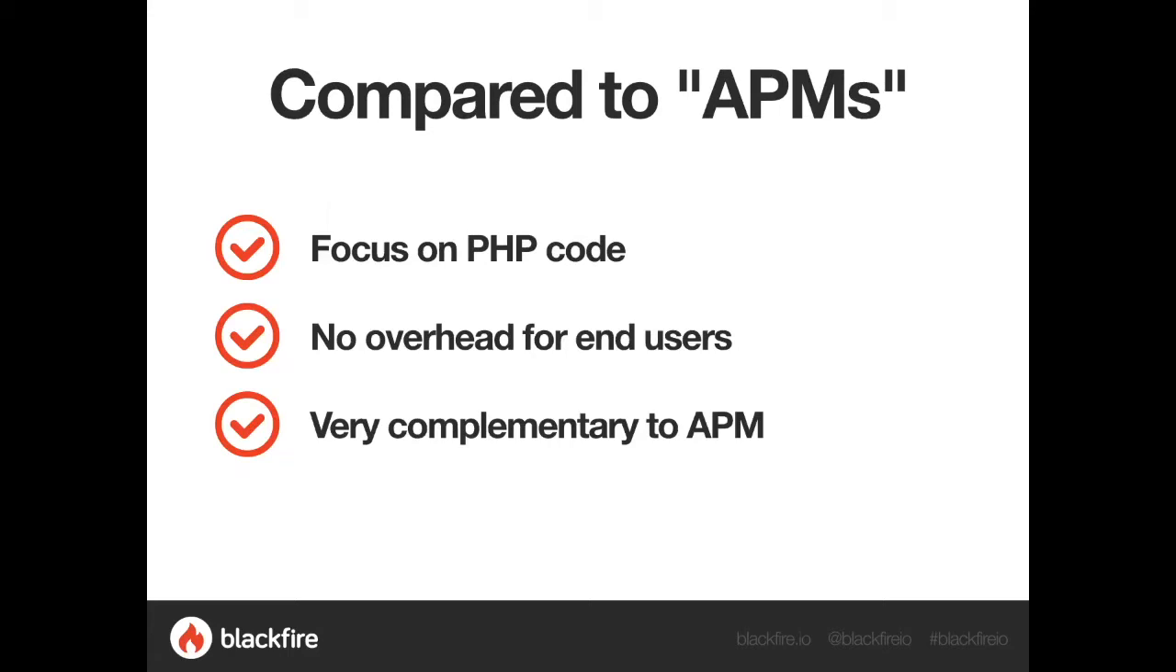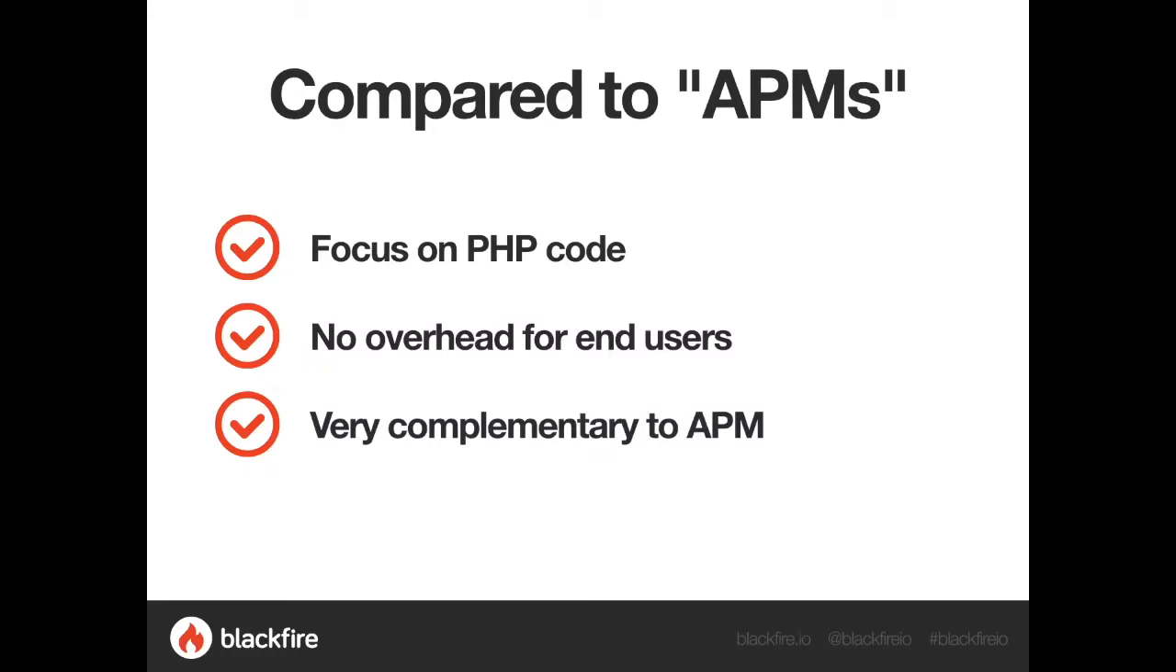Also, unlike most application performance management tools, Blackfire provides no overhead to end users. If a profile is not being created at that specific request, Blackfire provides no overhead. It basically looks to see, is this request supposed to be profiled? If it's not, then it doesn't do anything at all. If you're used to tools like Xdebug, Xdebug uses system resources even if it's disabled. So just by having it installed, Xdebug takes resources. That's not the way that Blackfire works.